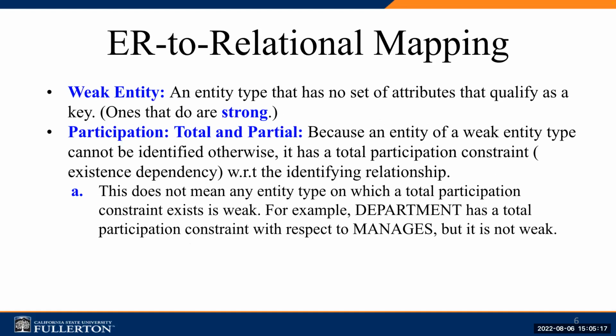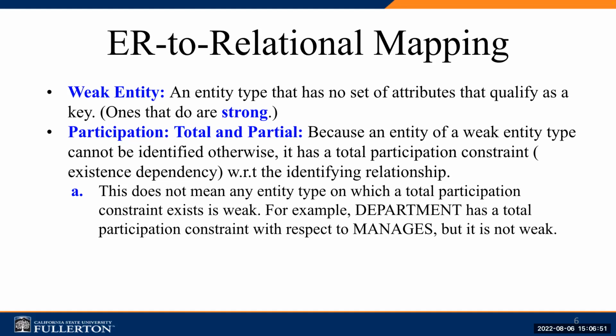The next concept is strong and weak entity. An entity type that does not have a set of attributes that can help in uniquely identifying each tuple is known as a weak entity. In other words, you can say that a weak entity does not have a key. Now, the ones that do have a key are referred to as strong entities.